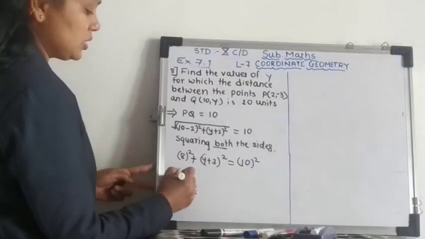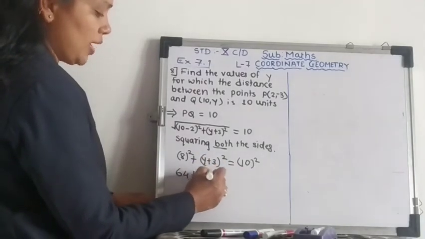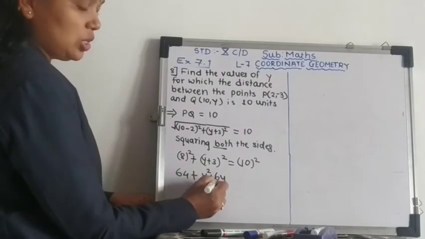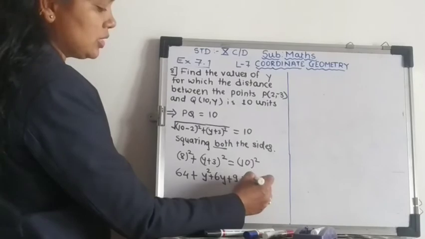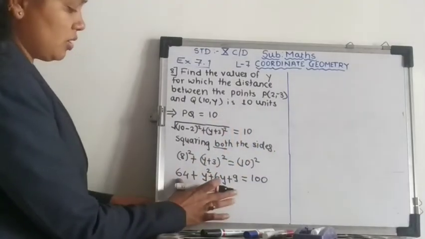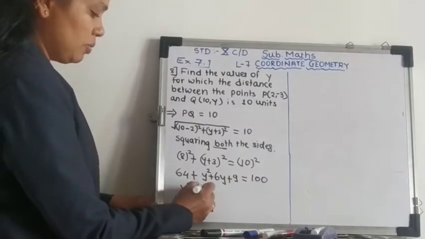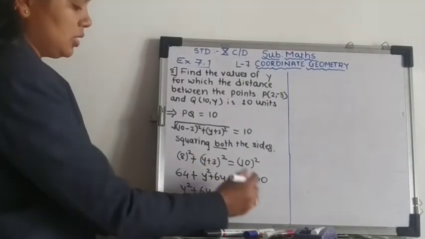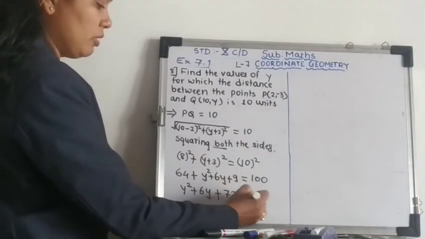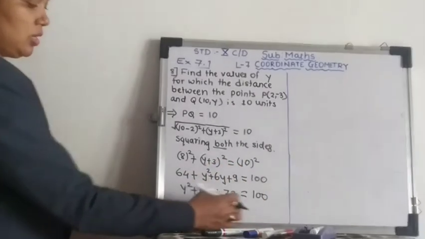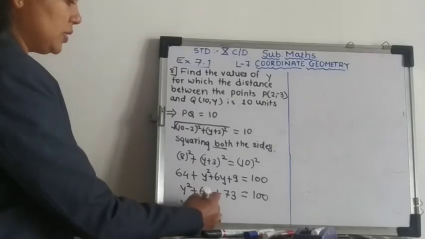So 8 square is 64 plus, now use your identity (a plus b) bracket square, so y square plus 6y, 2 3s are 6, plus 9 equals 10 square, which is 100. Now 64 plus 9 we will add. So I'll write here y square plus 6y plus 9, 10, 11, 12, 13. So it is 73 equals 100. Now this 73 we will transpose.